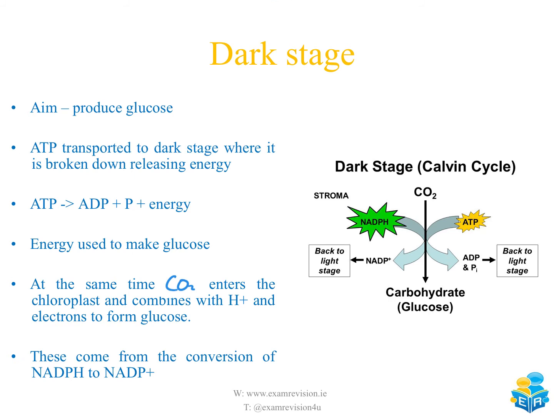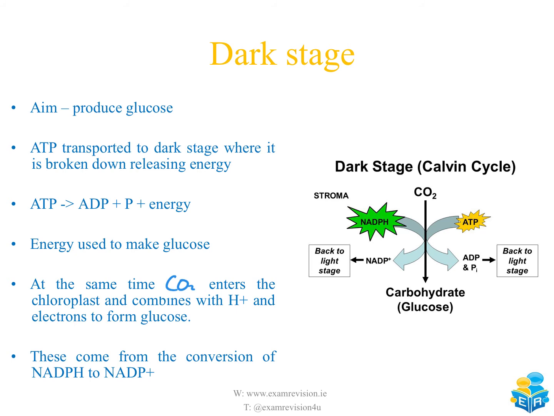We've had other products formed in the light stage: ATP, oxygen, NADPH. We've not formed any glucose yet. This is going to happen in the dark stage. So ATP is going to be transported to the dark stage from the light stage, and it's going to be broken down to release some energy. So ATP is going to be broken down into ADP and P, and then energy is going to be released because that high energy molecule has been broken down. The energy has to go somewhere, so it's going to be released. And that energy is going to be used to make the glucose.